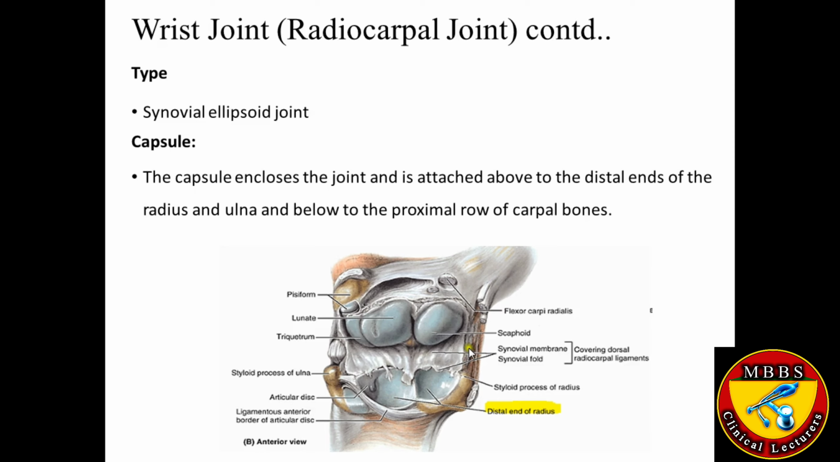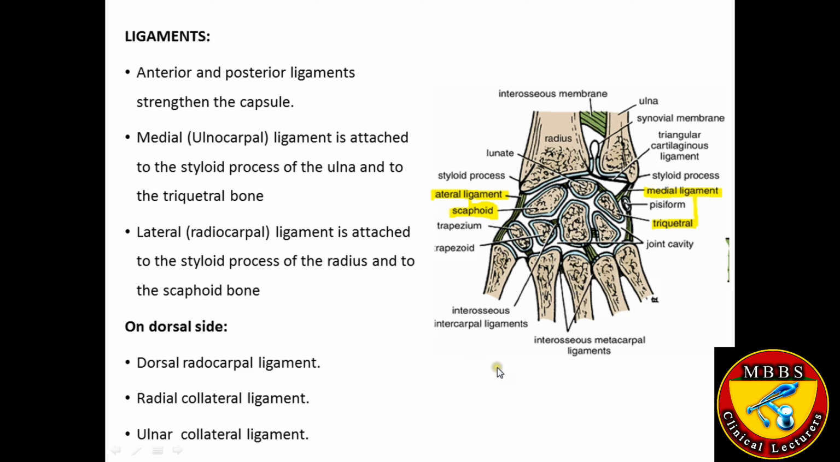This is the capsular ligament. You can see that the capsular ligament covers the whole of the joint space and the surroundings of the joint. The ligaments of the joint are the anterior and posterior ligaments, which strengthen the capsular ligament. The medial ulnocarpal ligament is attached to the styloid process. This is the medial ligament, which is attached to the styloid process of the ulna and to the triquetral bone.